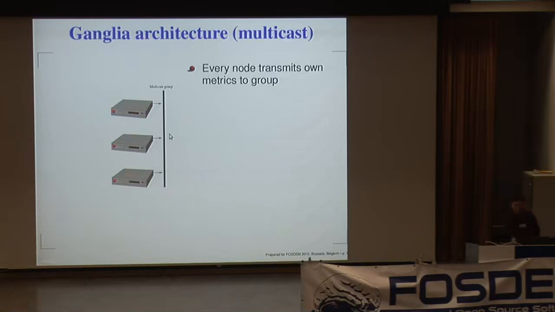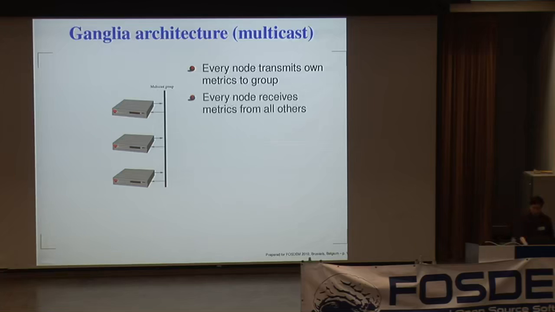So let's just run through what it looks like. By default, it uses multicast because it's very easy to set up. Setting up is just starting the daemon. The configuration by default would use multicast. So every node would transmit its own metrics to the multicast group. So you don't need to do anything special. And every node would receive metrics from each other.